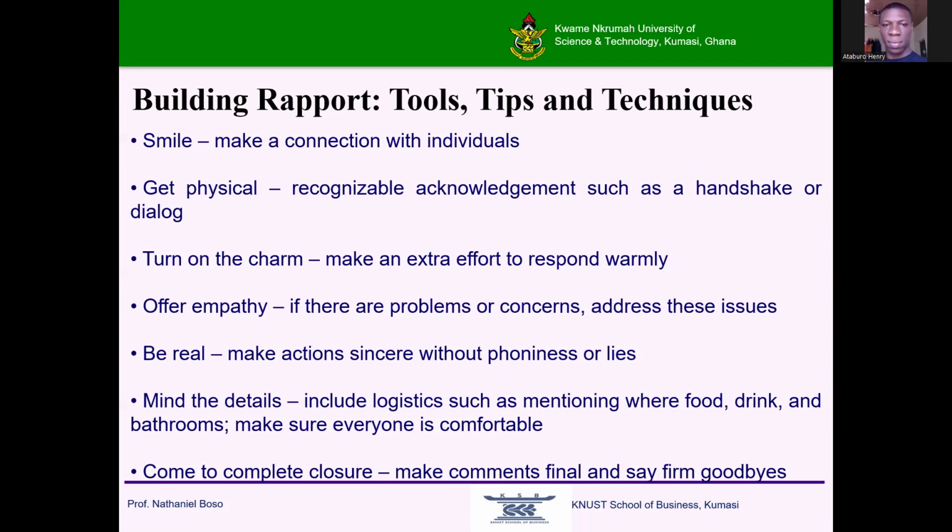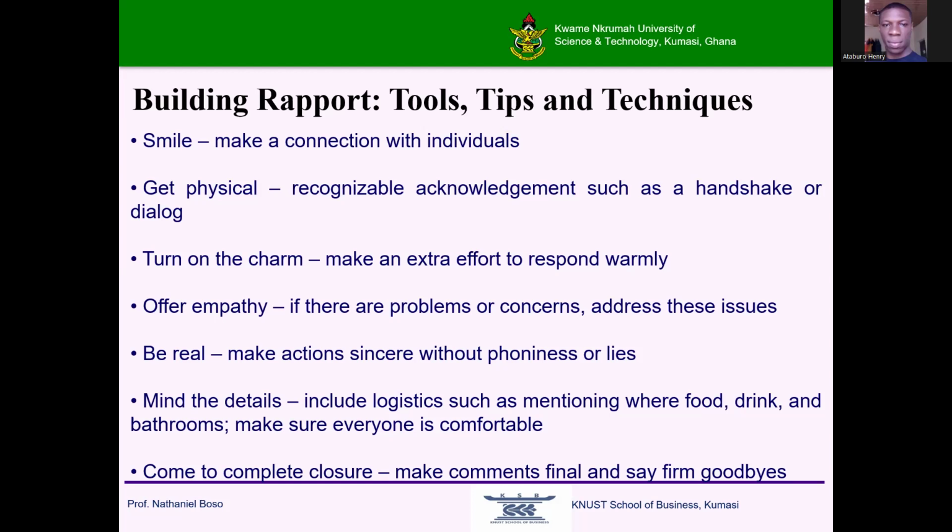Less of faking smiles and lying or making insincere statements about anything. Don't promise people what you don't have, but be sincere and be objective enough. Then mind the details when you are organizing the focus group. So people are very concerned about the refreshments. If they are to be provided to make the group discussion interesting and make the participants more comfortable, make sure you provide them. All right.